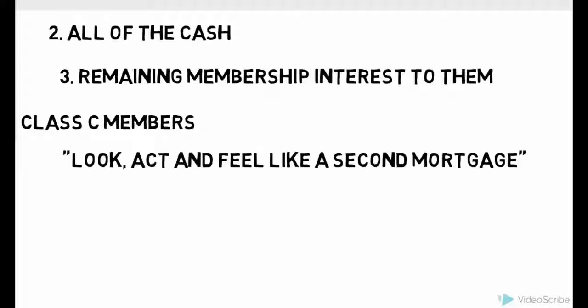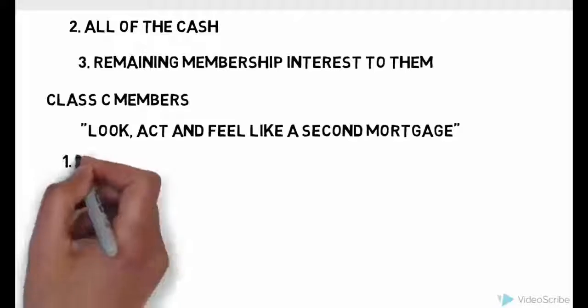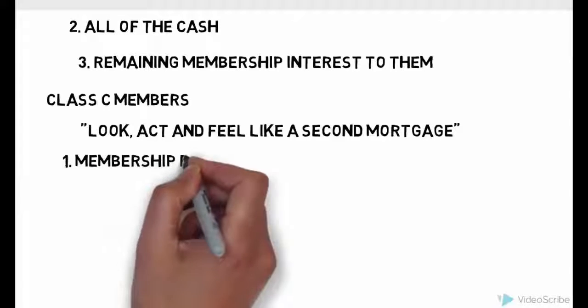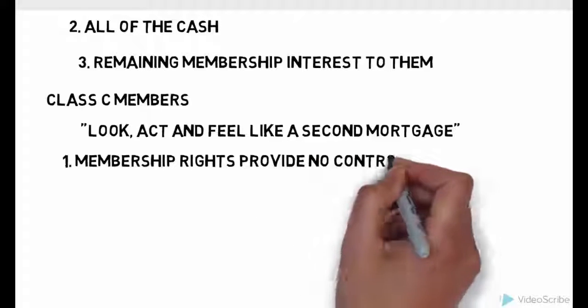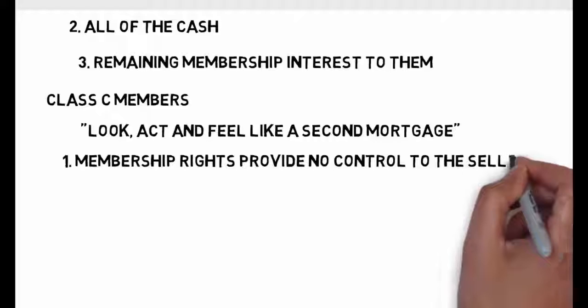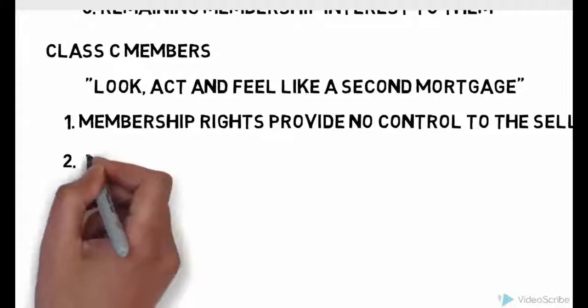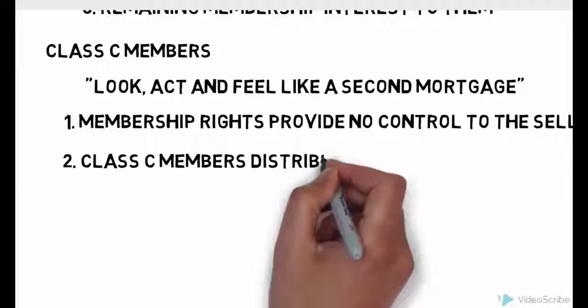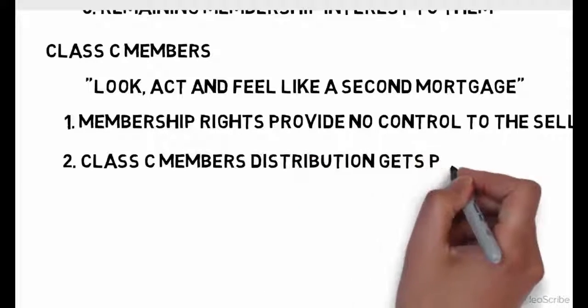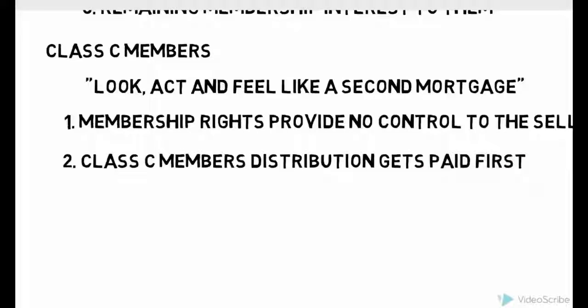The membership rights to this class will provide him with no control whatsoever over the property. He has no voting rights whatsoever. He does not say what happens to that deal. Okay? That's number one. Number two is that his distributions get paid first. In other words, you, as members of this LLC, will not see a dime out of this deal until he gets paid first. Kind of like a mortgage. If you don't pay the mortgage, don't expect to receive a dividend distribution.